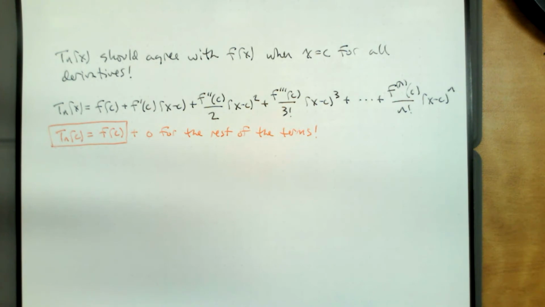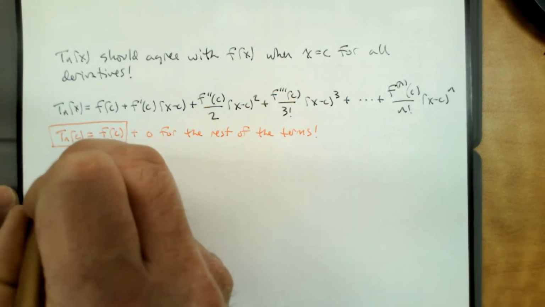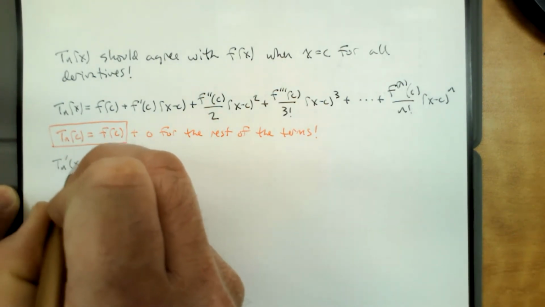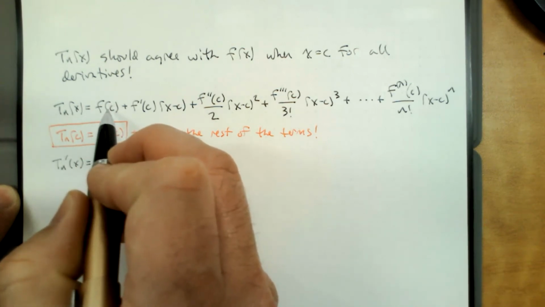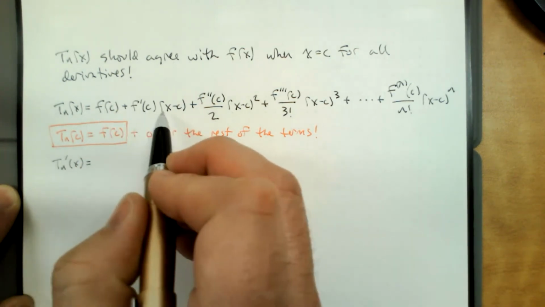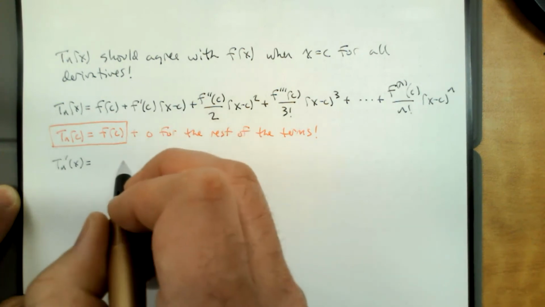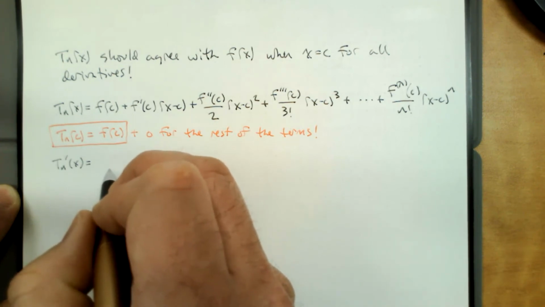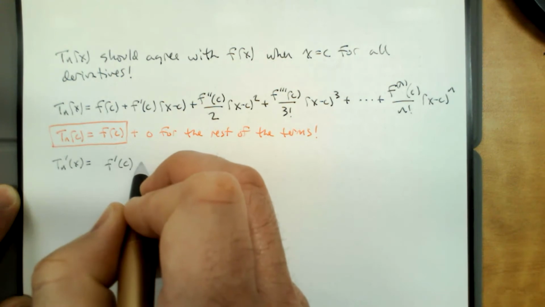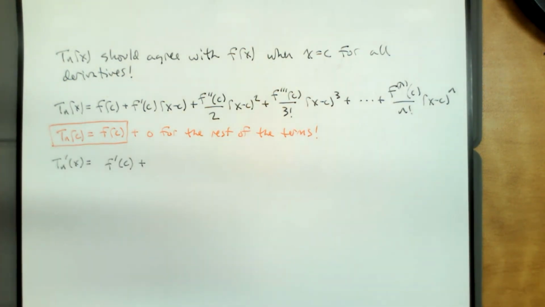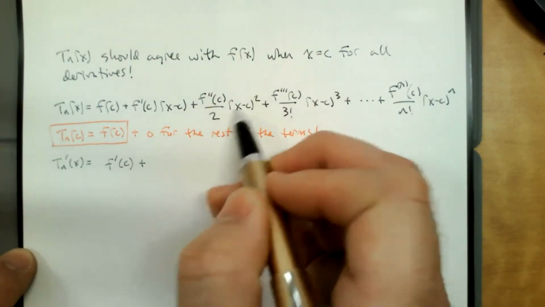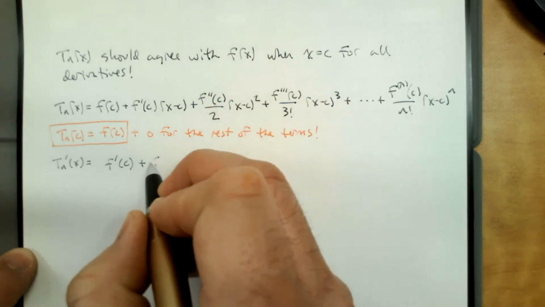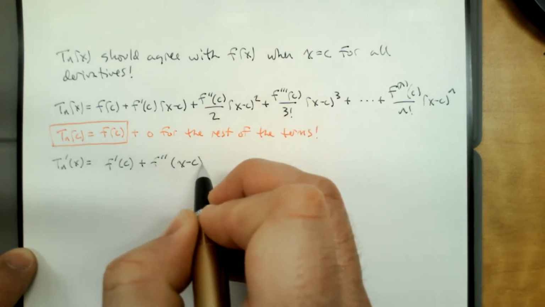If we take the first derivative of Tn of x, the derivative of the constant term is 0. So I end up with f prime at c times x minus c to the 0 power. So my new constant is f prime at c. My next term, the 2 multiplies by the half and cancels out, and I get f double prime at c times x minus c to the 1 power.